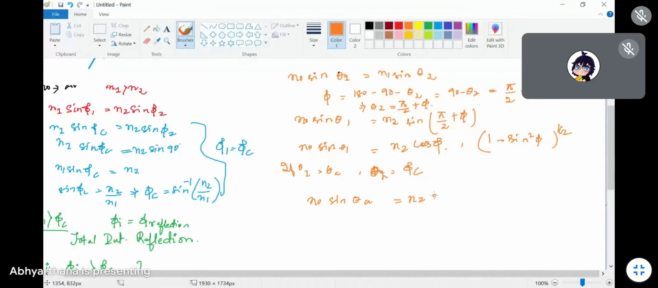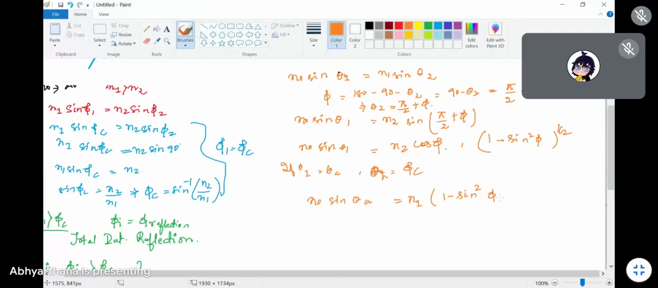So here there's one more step. This is sine square phi over here. I'm just replacing directly with phi c. Okay. There's one more step over here. I'm just directly writing it as 1 minus this.